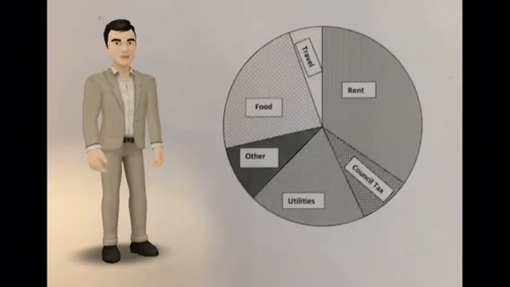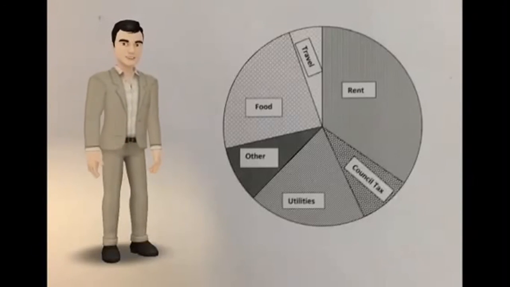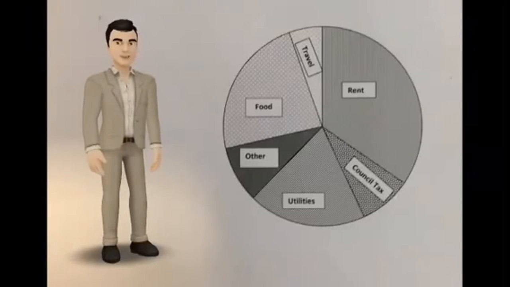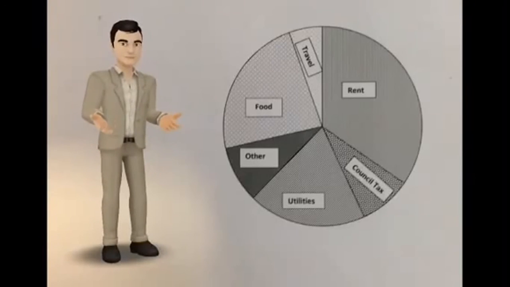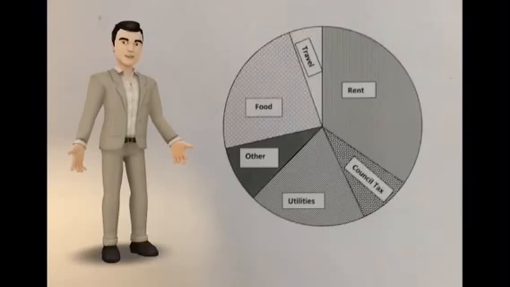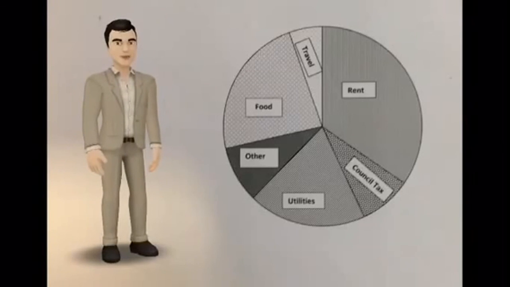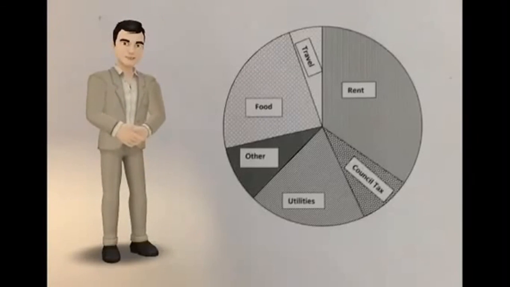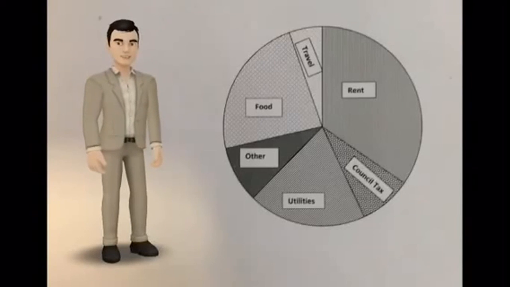This is an example of a pie chart. It shows how someone spends their money. You can see the relative proportions of their spending. The biggest slice goes on rent. You could use this with your own business. You could have all of your products listed and show which ones are the biggest sellers, what proportion of your sales they represent.